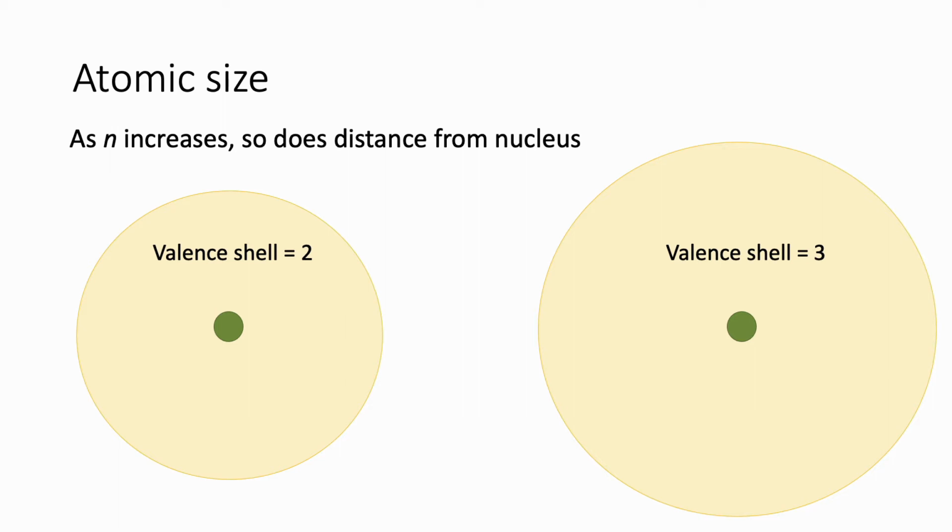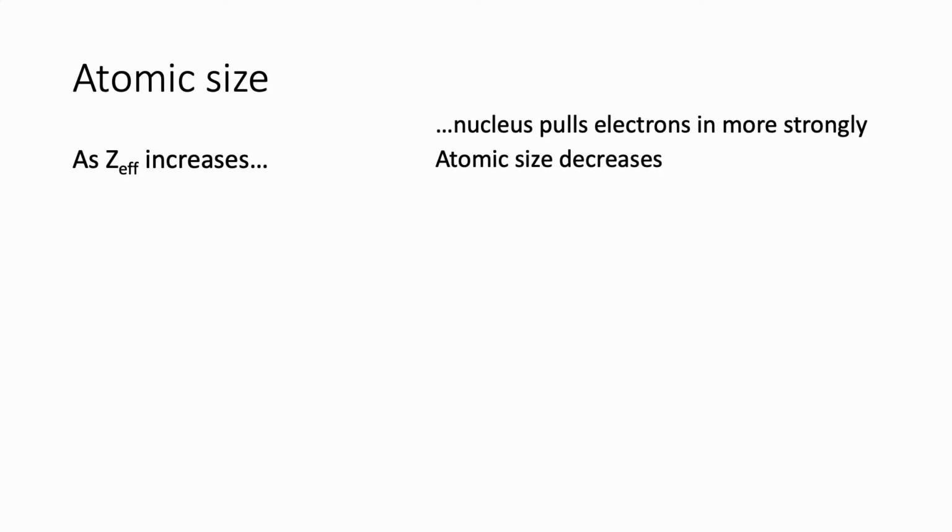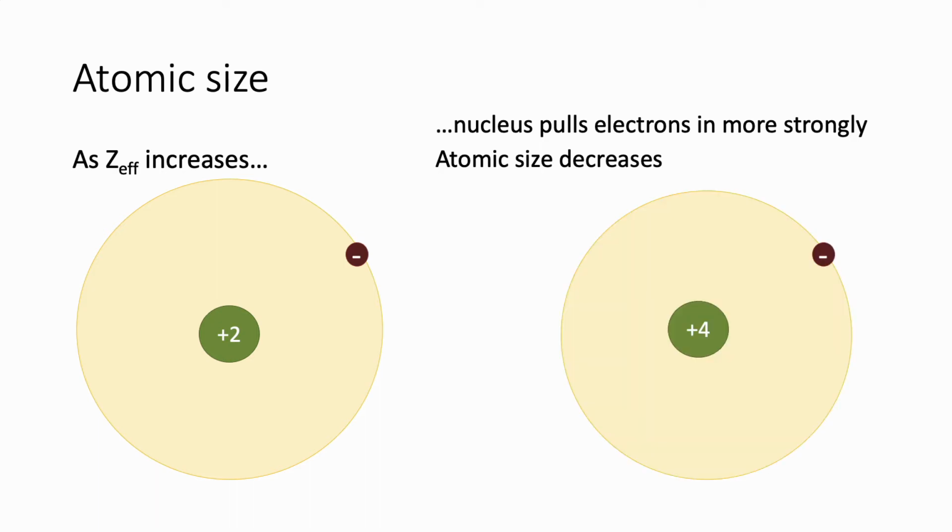So that's distance, and then we also have to think of charges. So let's think of 2 elements within the same period. So they have the same valence shell. As the effective nuclear charge increases, those electrons are going to be pulled in more strongly towards the nucleus, and that will make the atomic size smaller. So you can have something with a +2 effective nuclear charge, and you can have something that has a +4 effective nuclear charge, and the +4 will actually be just a little bit smaller.